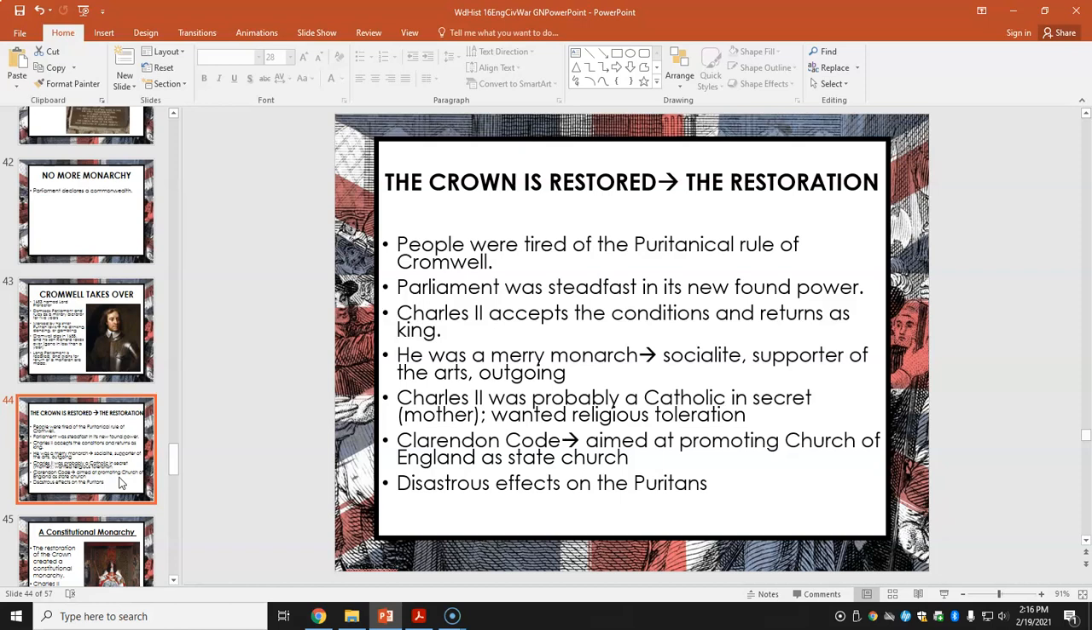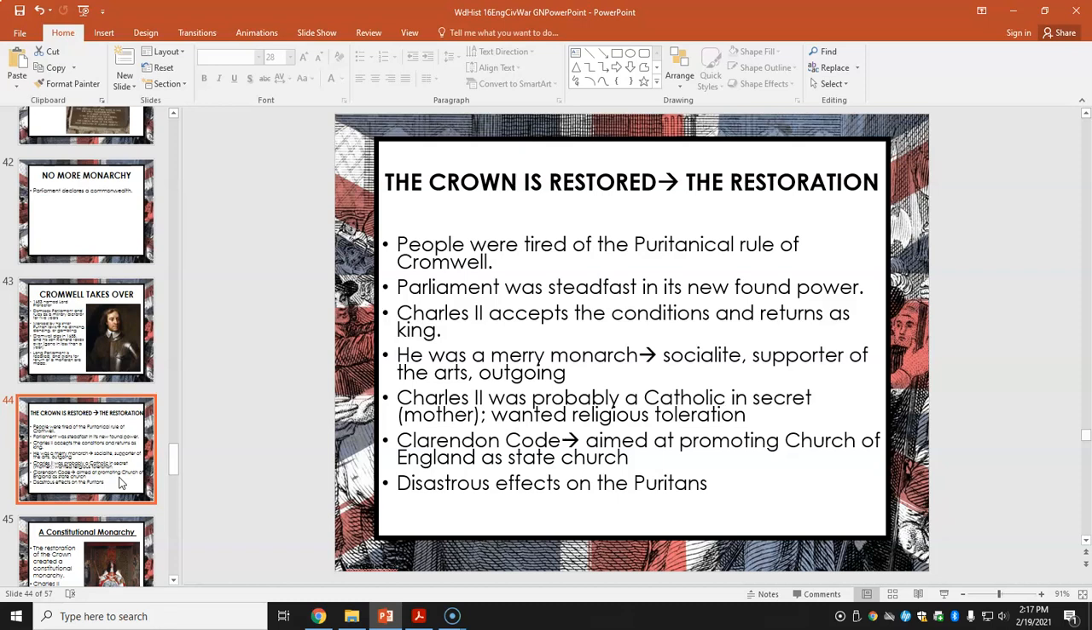Charles II was probably a Catholic in secret because of his mother, but he also supported religious toleration because you don't want to make these people mad again. They just got rid and executed the last guy, so you're trying to just kind of meet everybody where they are. There is the Clarendon Code.